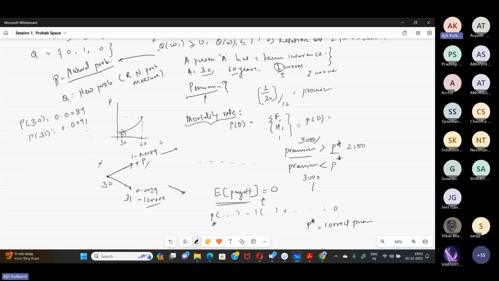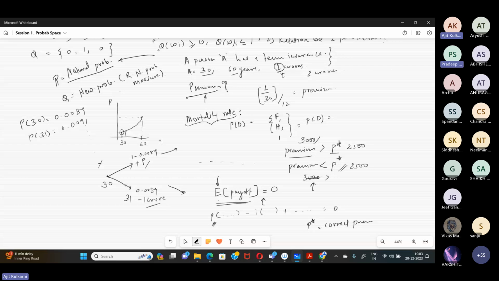This is average, correct? Expectation is average. So if premium is set to less than P star, then the expected payouts will be higher than 3000. Correct? And you don't want that. So what will happen is you will default. You are supposed to collect 2500, but you collected a premium of 2000.